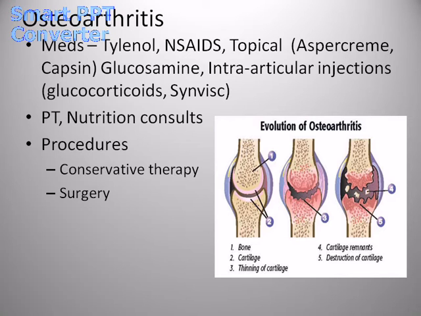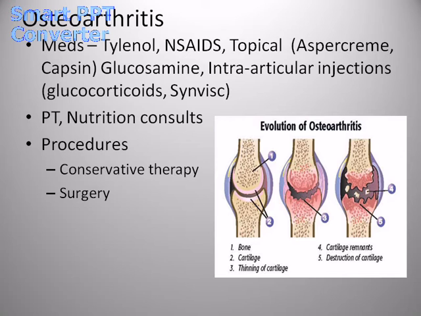NSAIDs are another choice, analgesics and anti-inflammatories. They relieve pain, especially if the synovitis is present. NSAIDs can increase sodium and water retention, so if we look at our older people, that might lead to heart failure, pulmonary edema. So we're going to assess for edema, peripheral edema with these individuals, because that can be a possible side effect from the use of NSAIDs.